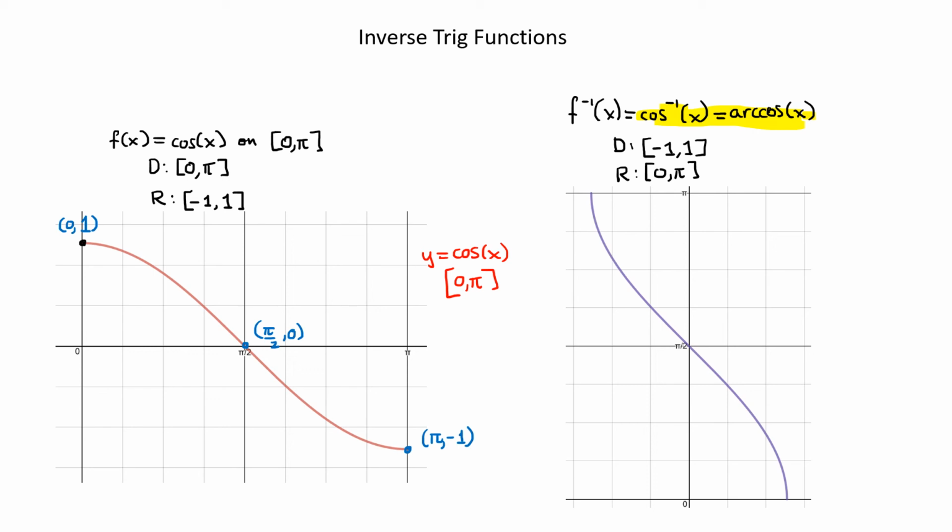If we look at the graph of arc cosine x, we can get it in two ways. One of them is by switching x and y pairs. So for example, (0, 1) is going to be graphed at (1, 0). This point (pi over 2, 0) is graphed at (0, pi over 2). And this point (pi, -1), we switch the x and y pairs, and so we get (-1, pi).